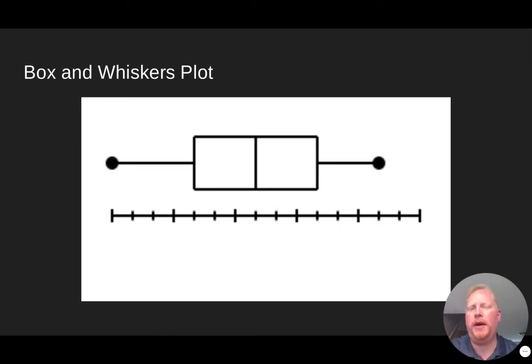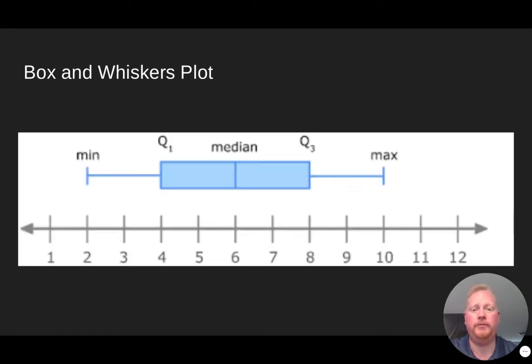What you need to know about this box and whiskers plot is that there are 5 data points. Obviously where this dot is and where the other dot is, but also the beginning of the box, where this vertical line is, and where this other end of the box is. Those are our 5 data points represented by a box and whiskers plot. Those 5 data points are the minimum, the very lowest value in your data, and the maximum, the very highest value in your data.